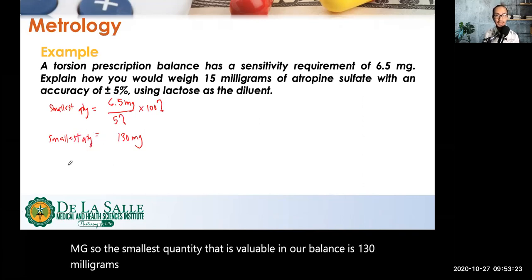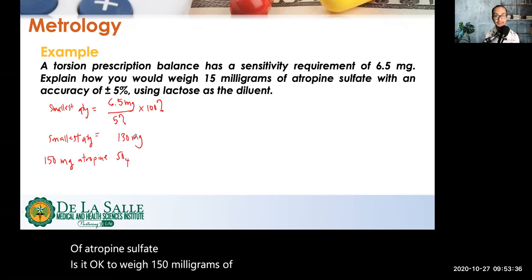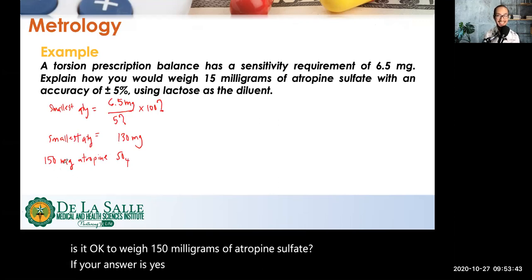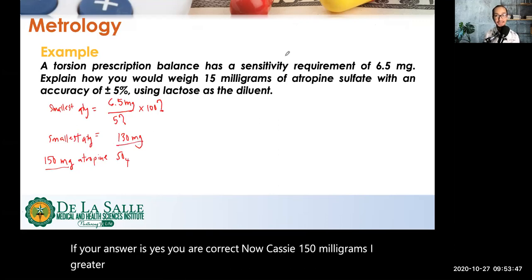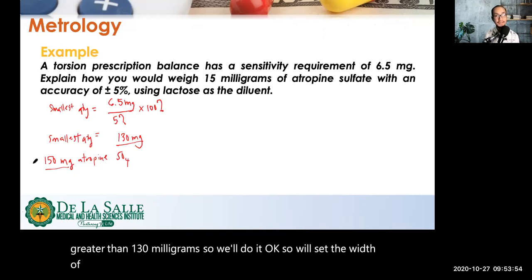Let's say I want to weigh 150 milligrams of atropine sulfate. Is it okay to weigh 150 milligrams of atropine sulfate? If your answer is yes, you are correct, because 150 milligrams is greater than 130 milligrams. So we'll do it. We'll set the weight of atropine sulfate to be 150 milligrams.